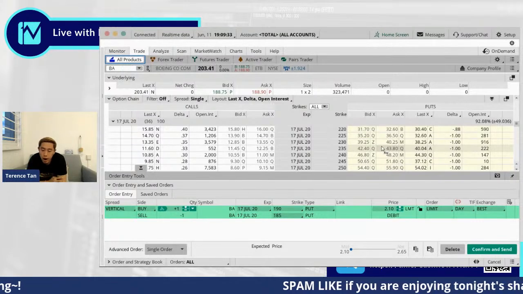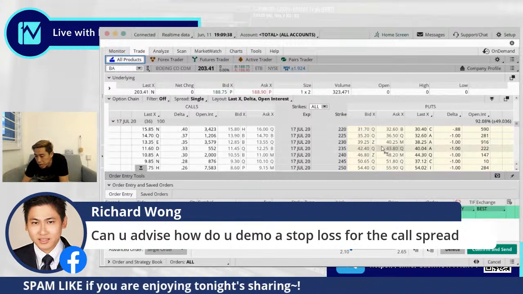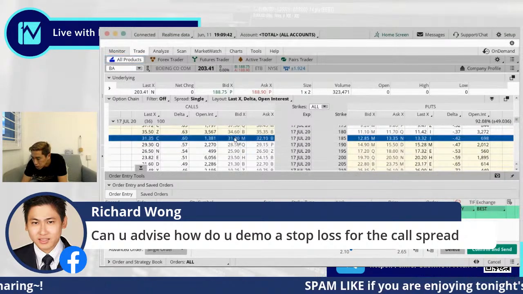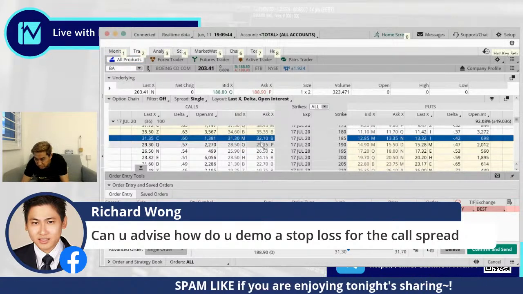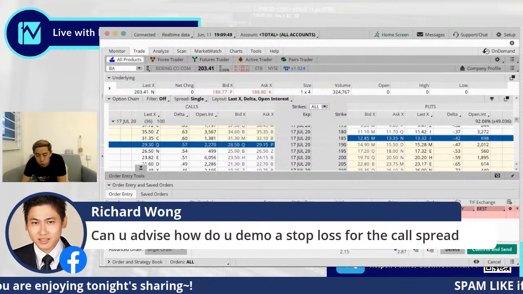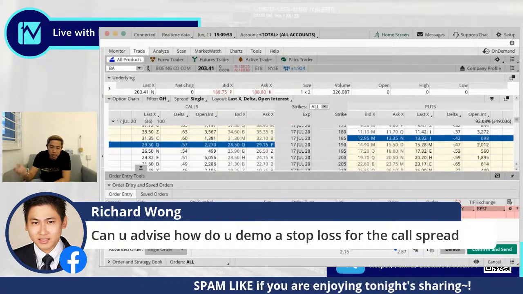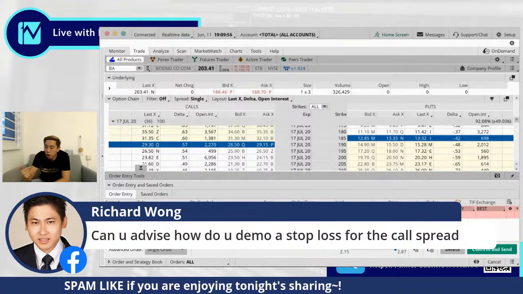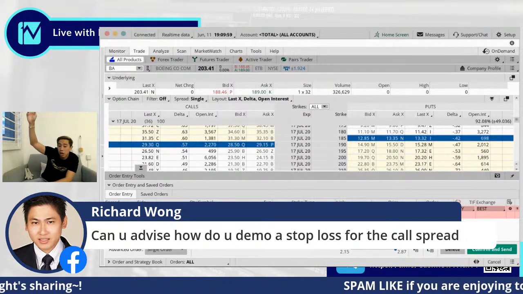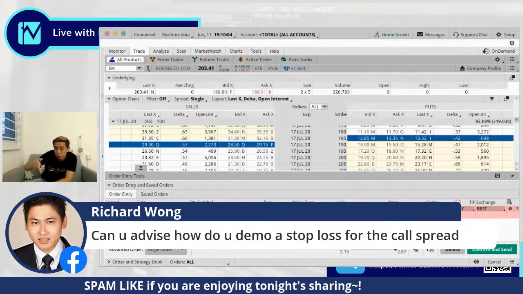Stop loss. So Richard, a stop loss over here would be pretty simple. For example, if today I have this trade over here for 287, I executed, it got filled, and the trade is in my account. Then tomorrow, Boeing actually turns around and goes higher. That means my call spread trade is wrong, because I need it to go down.